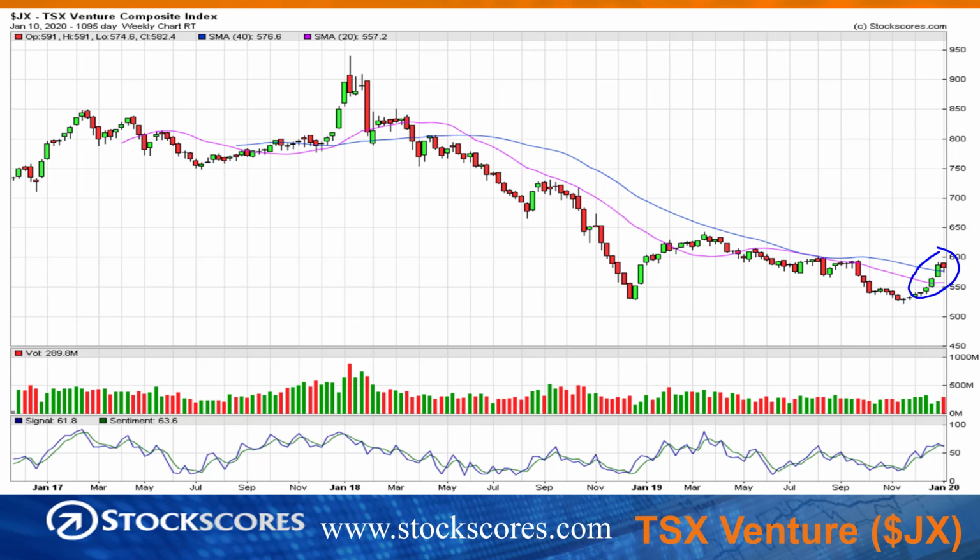TSX Venture has had a little bit of a bounce back after really being a deplorable market. It is now coming into this resistance zone and getting stuck. That's expected. I think it's going to take a little bit more time for this market to turn around. However, it is at least starting to turn around. And so if you like to play these sort of micro-cap stocks in Canada, I think there's an improved potential, but there's still work to be done.